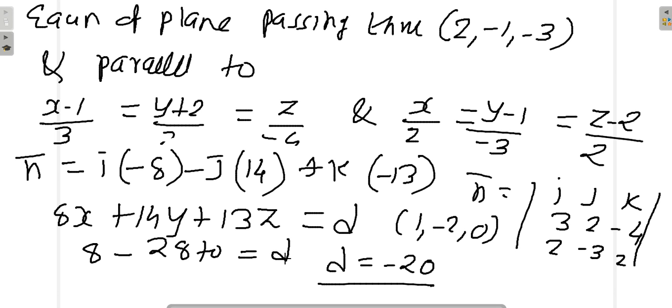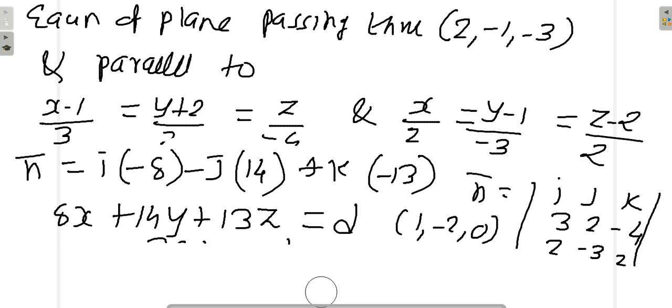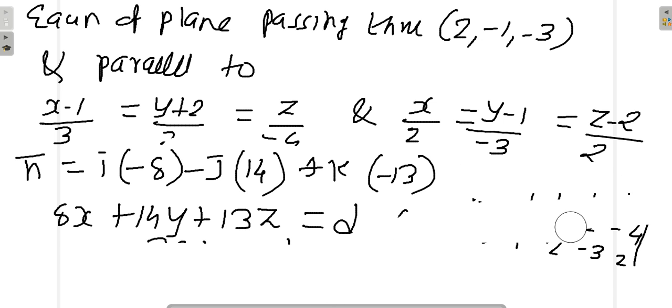Sorry, I made a mistake here. The point is (2, -1, -3) and not this. Extremely sorry. The point is this, (2, -1, -3). So, eight into 2.